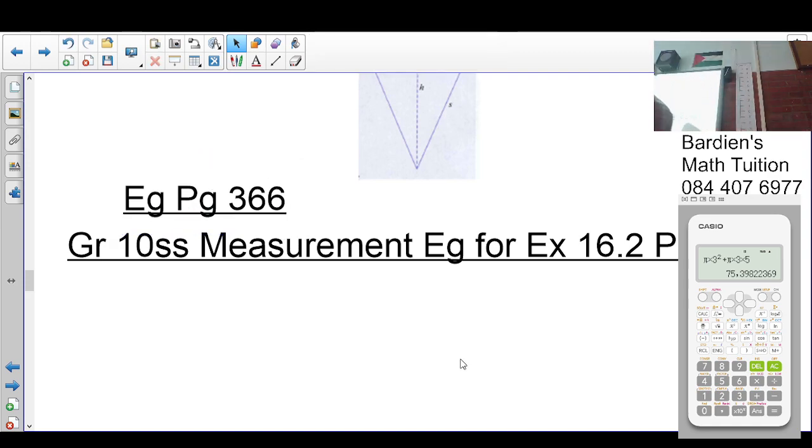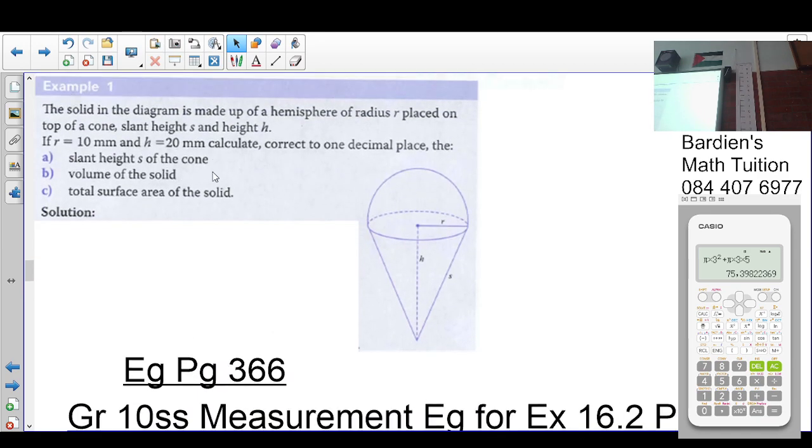366. And this is for exercise 6.12 on page 367. Here we are told that a solid in the diagram is made up of a hemisphere, which is half a sphere, of radius r placed on the top of a cone. The slanted height is s and the height is h. If r is equal to 10 millimeters and the height is 20 millimeters, calculate, correct to one decimal place, the slanted height of the cone.